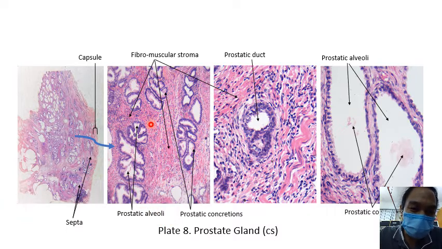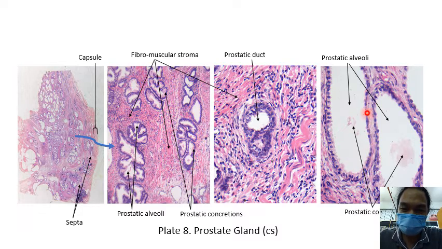Then this is surrounded by a fibromuscular stroma. So this also has the ability to contract, but this one is smooth muscle, so it's autonomic. And then here we have a prostatic duct that will lead from the secretion here in the alveoli to the urethra. And eventually the semen from the ejaculatory duct will mix with the secretions of the prostate gland here.